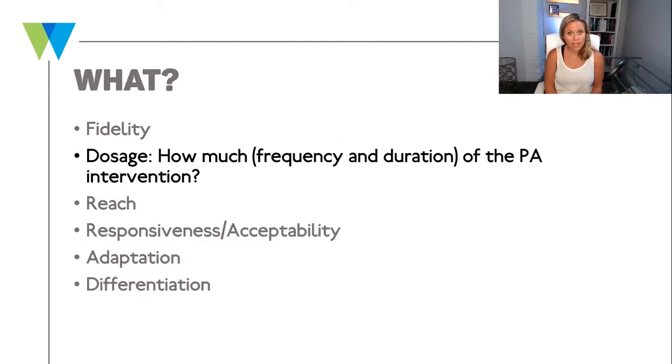Next, we have dosage. This is how much of the intervention do people receive? And when we think about how much, we think about two dimensions: how often, the frequency, and how long, the duration. So your program could look a lot of different ways. You could have a care manager going out every single day for only 5 minutes and doing physical activity. Or they could go out once a month and stay for 3 hours. Those are two totally different pictures of programs, right? So how much of the program did you get?